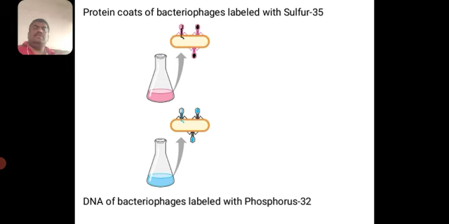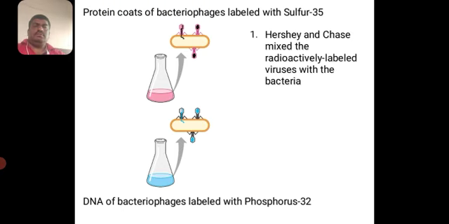Second, he labeled the DNA of the bacteriophages with phosphorus 32 in green color. It is just for your illustration. Hershey and Chase, these two scientists, mixed these radioactively labeled viruses with the bacteria E. coli.